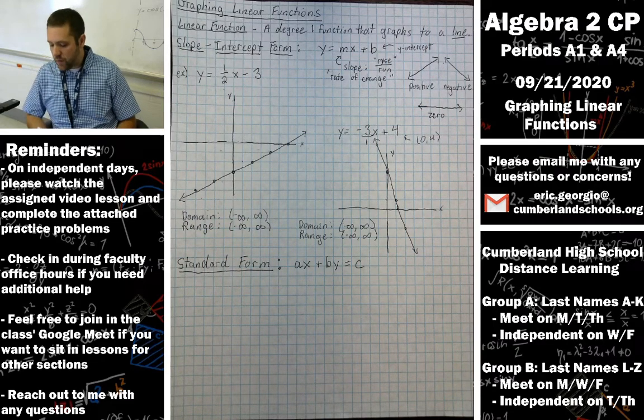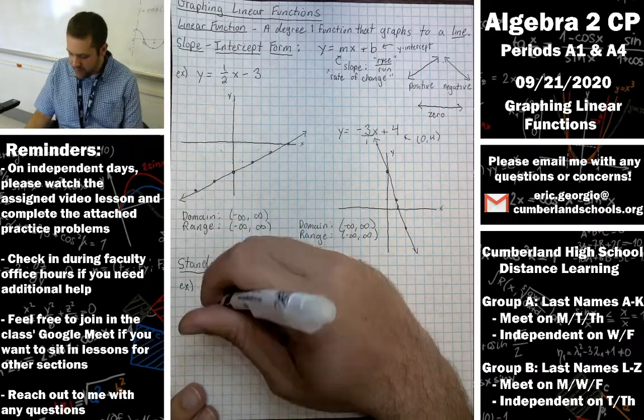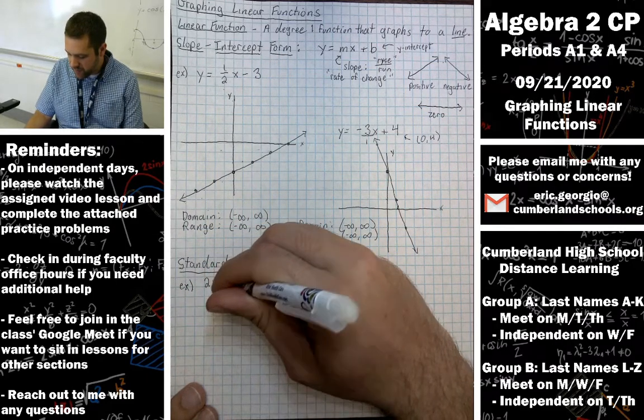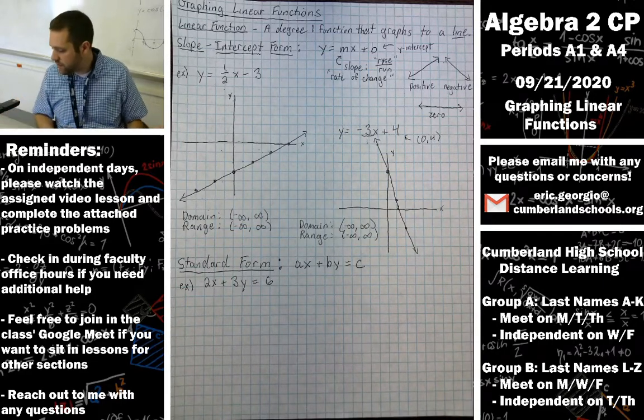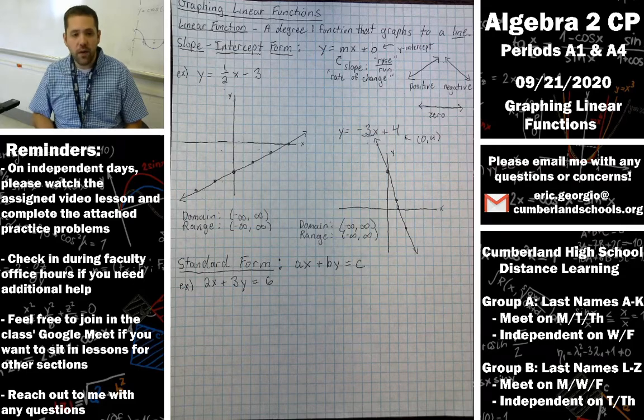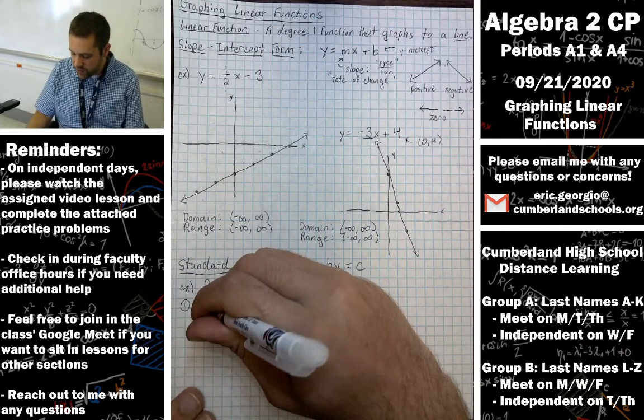All right, so how do we graph something in standard form? Let's take a look at an example. I have 2x plus 3y is equal to 6. It's still going to make a line. It's still going to graph to a regular old line. But how do we graph something in standard form? Well, the very first thing we could do is we could take this and convert it to slope-intercept form.